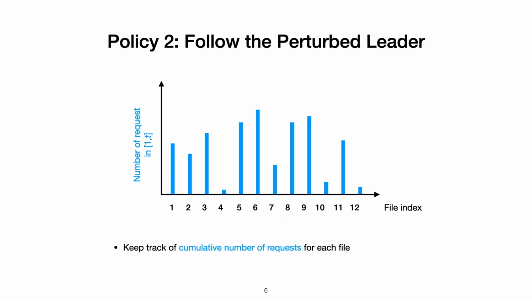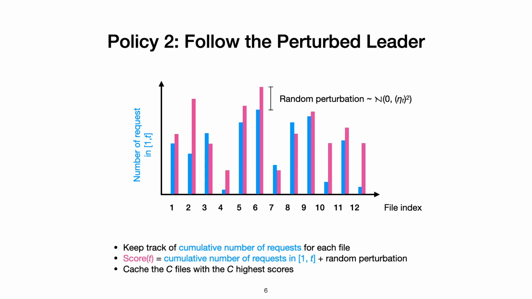The second policy is called follow the perturbed leader, or FTPL. Here again, we keep track of the cumulative number of requests for each file. Under FTPL, the score for each file is the sum of the cumulative number of requests for this file and a random perturbation. In this case, the random perturbation is a zero mean Gaussian random variable with a suitably defined standard deviation denoted by eta t. In each slot, the cache is populated with the C files having the C highest scores. FTPL is a randomized caching policy, and the source of randomness is the zero mean Gaussian perturbation with standard deviation eta t. The performance of FTPL depends heavily on this standard deviation, which is also called the learning rate. So in this particular case, FTPL would cache the files 2, 5, and 6.